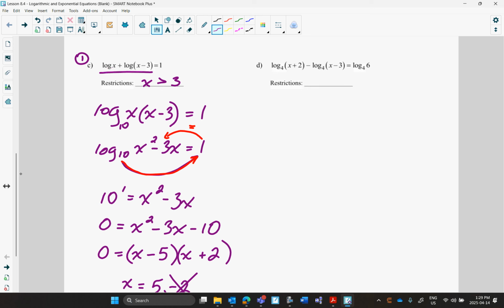What's the restriction here? Greater than 3, because I have to take the higher number. This one's greater than negative 2. This one's greater than 3. You have to take the higher. Well, I've got logs everywhere. All the terms are logs. So as long as I can get a single log on each side, I can cancel them out. Well, I can simplify this to a single log. It becomes log base 4. What do I do with the arguments? Divide them.